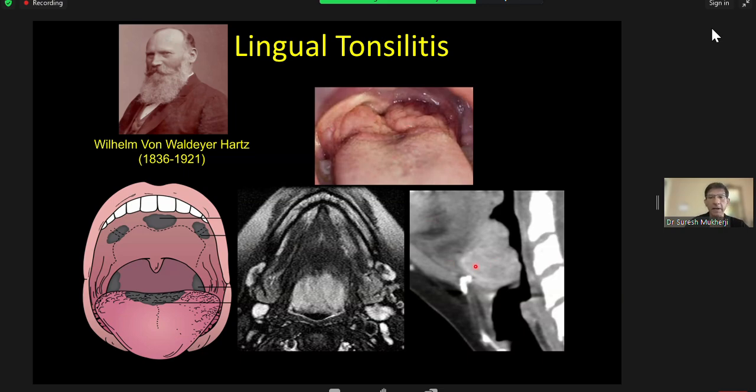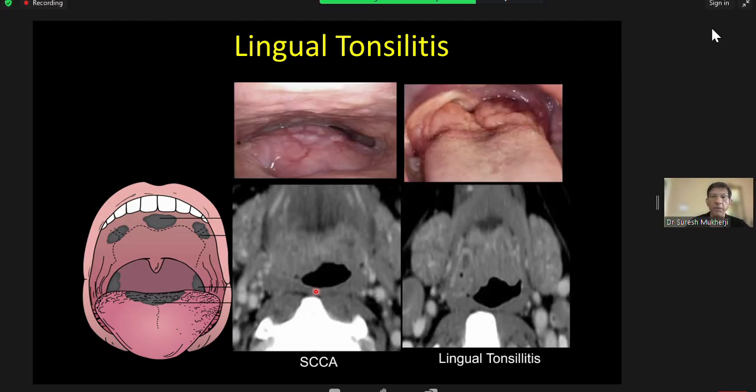So the bottom line is that we just can't tell, and it's completely appropriate to say, hey, I see something there. I'm not sure if it's tumor or whether it's tonsillitis. Let's go ahead and just evaluate clinically.